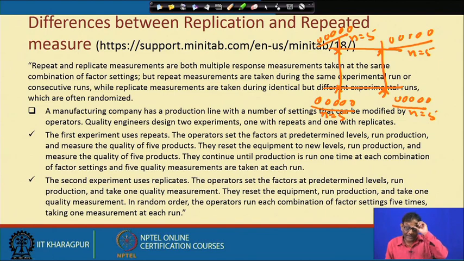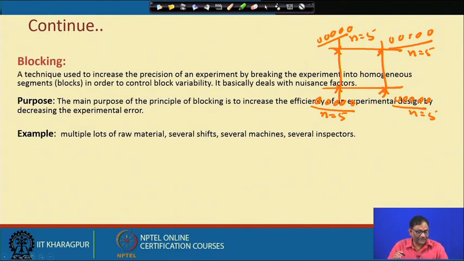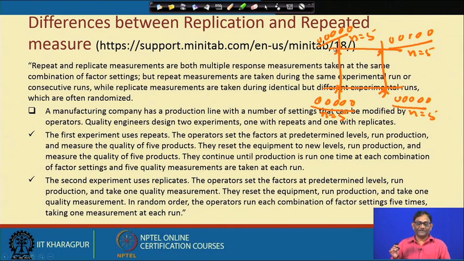So, there is an important concept: repeated measures and replication. Let me read out: repeat and replicate measurements are both multiple response measurements taken at the same combination of factor settings. Like here, with these two factors, this is the first combination, the second, third, fourth combination. You are taking multiple measurements, but repeat measurements are taken during the same experimental run or consecutive runs. If you take 5 measurements here, then 5 times here, then these are repeat measurements.